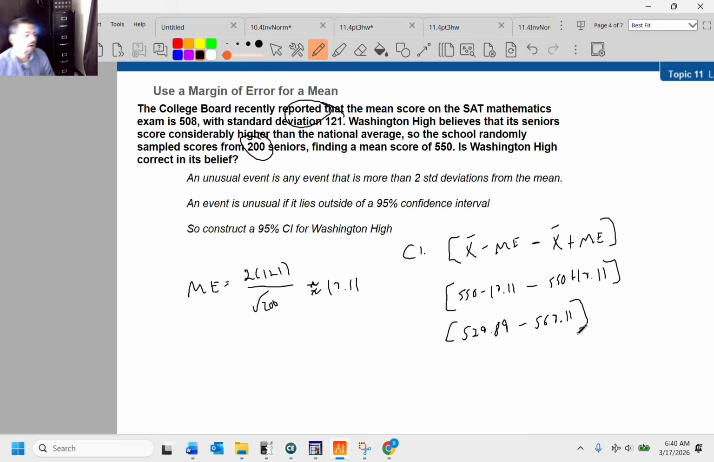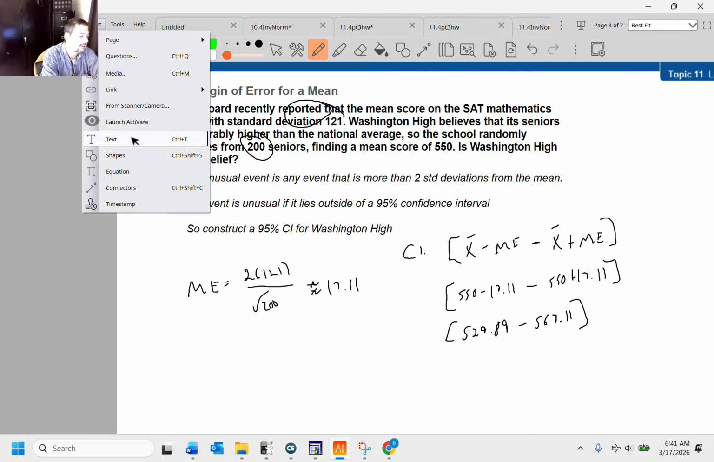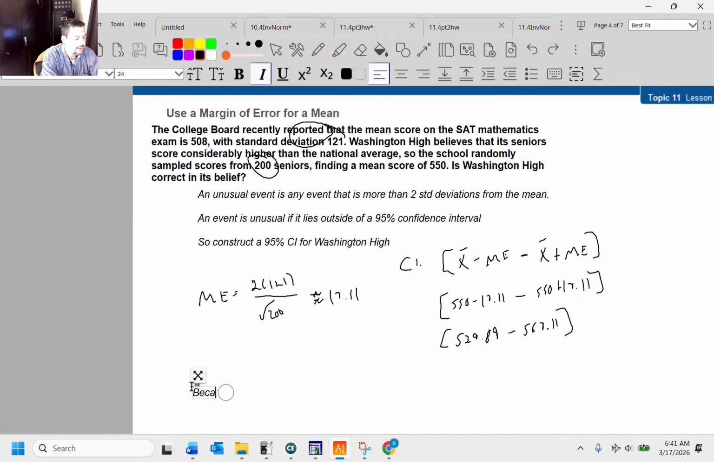So, are Washington High's events unusual? Yes, they are. Because the national average does not lie in Washington High's 95% confidence interval, the event is unusual.